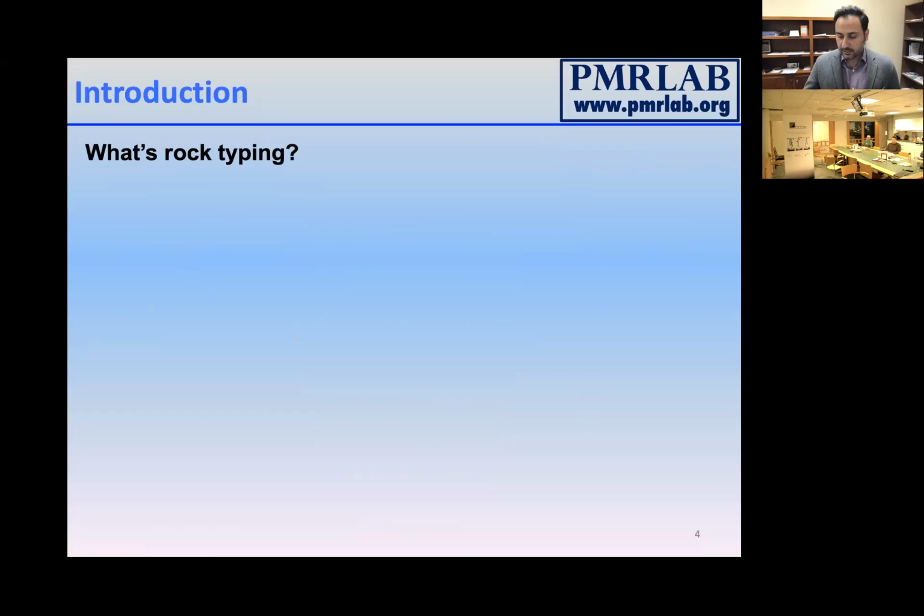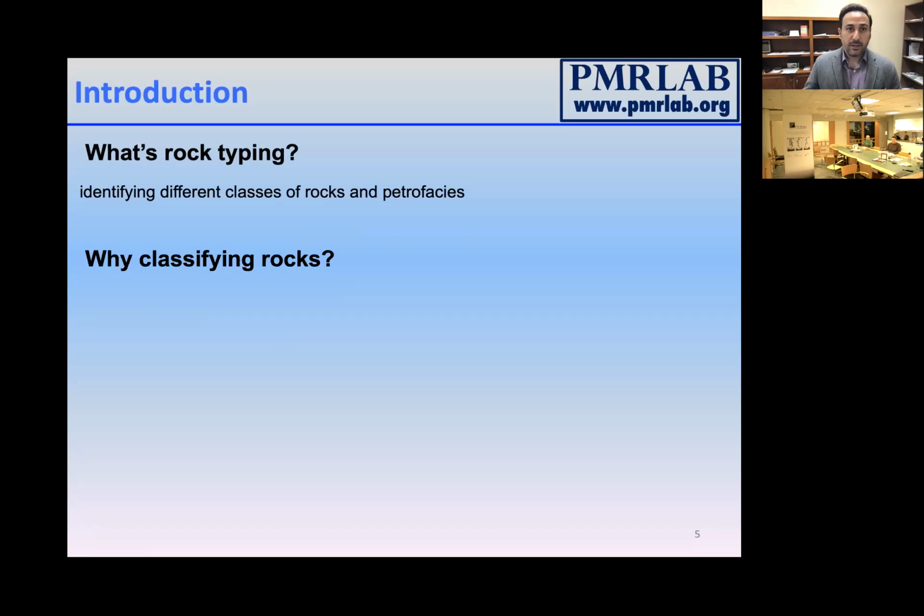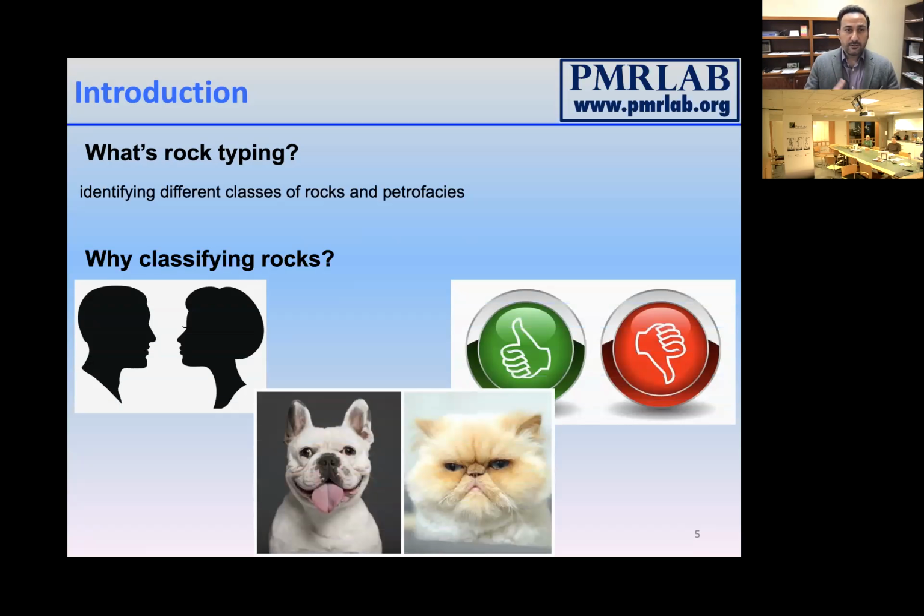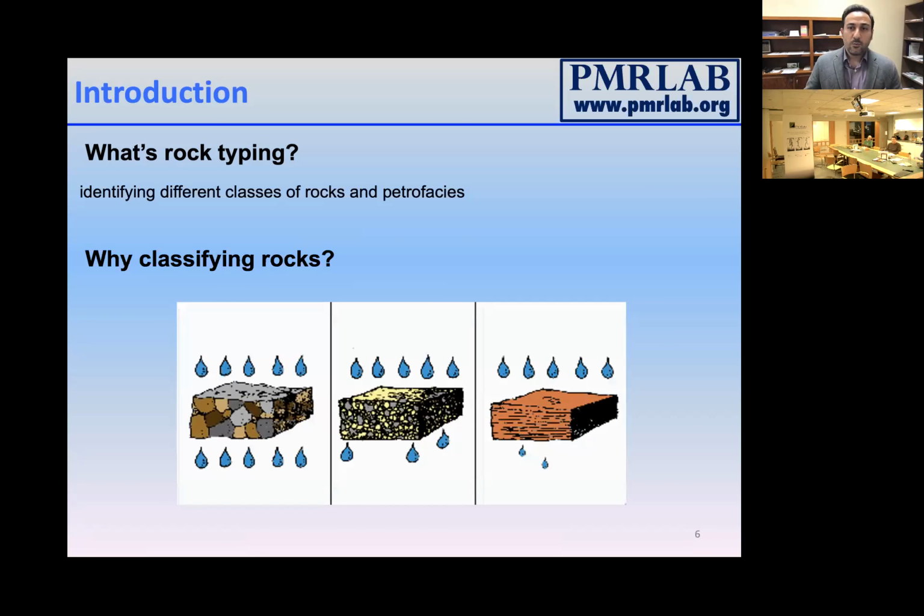What is rock typing actually? We people would like to classify things. When it comes to rocks, grouping rocks based on some similarities makes that rock typing. As I mentioned, we humans like to classify things into different groups, like bad things versus good things, cat lovers versus dog lovers, men versus women, and so on and so forth. But when it comes to rocks and petroleum engineering, we are interested in higher permeability rocks because they produce more oil and gas specifically.